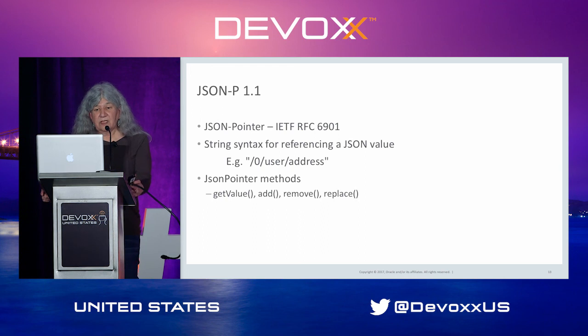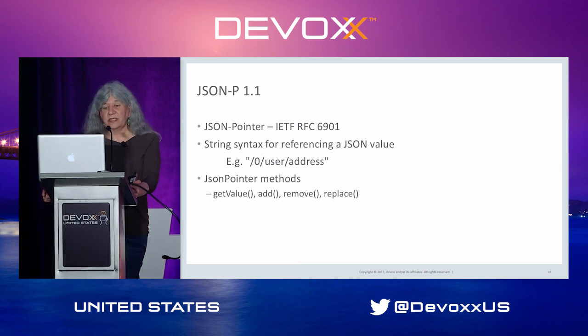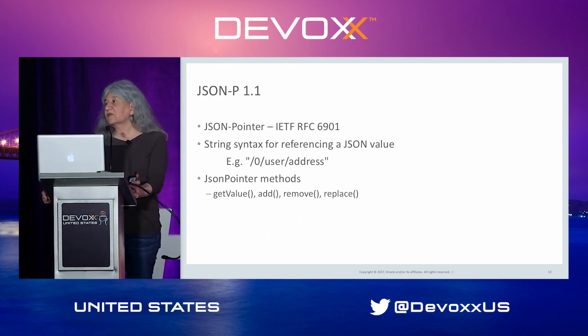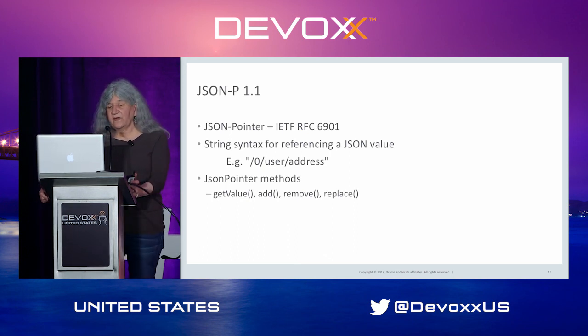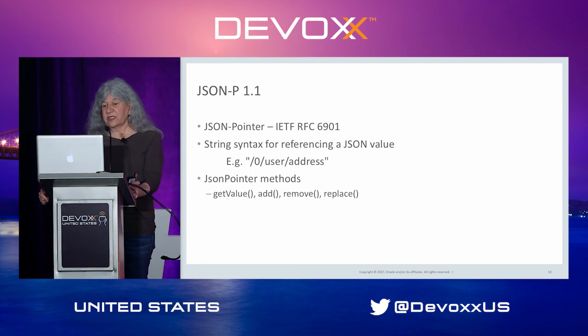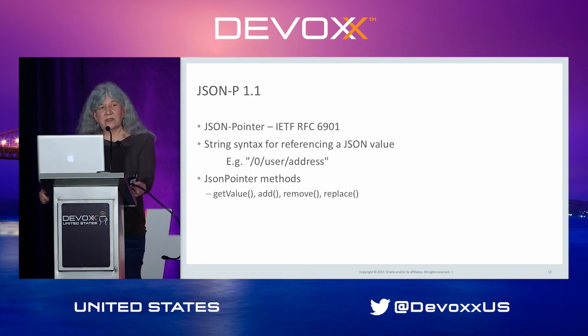So, what a JSON pointer is, it's a string syntax for referencing into a JSON document. It's not yet attached to the document. You use the APIs associated with the JSON pointer interface to associate it with a document. And there are APIs for extracting values from the target document and then for transforming, for creating a new document from the target document.